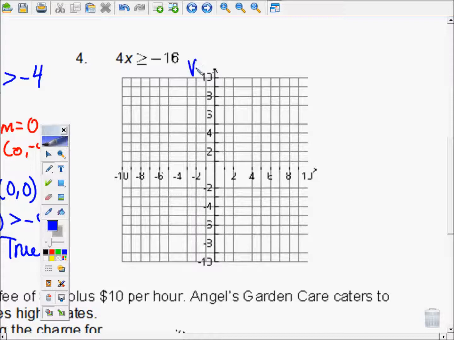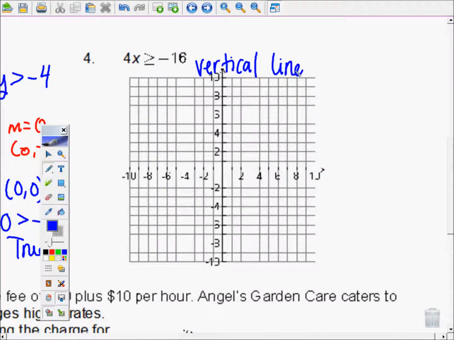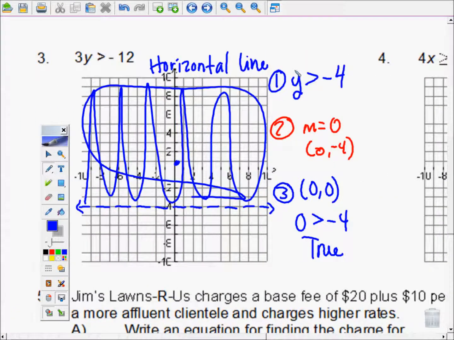Yes, Brittany. On the other question, how do you know to shade the top part? You locate a point. Our point that we like to use is 0, 0, right? 0, 0 is located above my horizontal line, right? So if it's true, then I'm going to shade above. How do you know it's above it? Come here, come look at my paper.